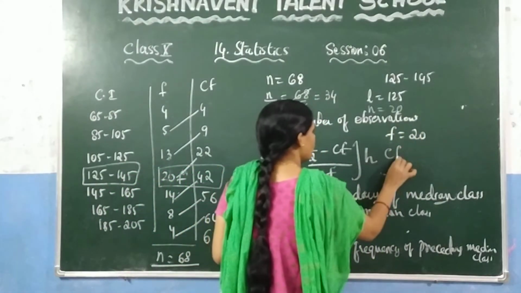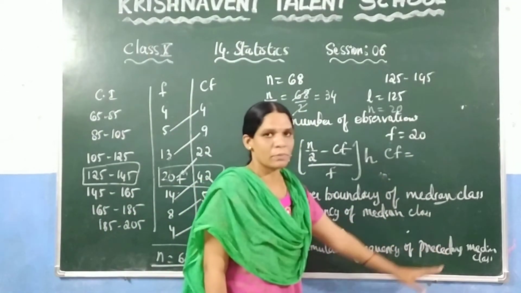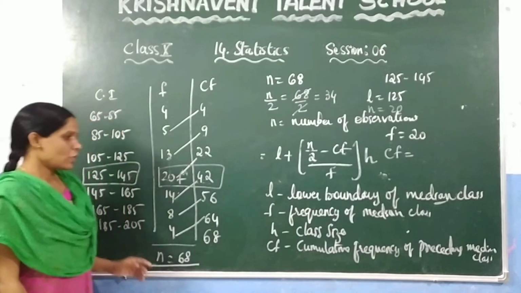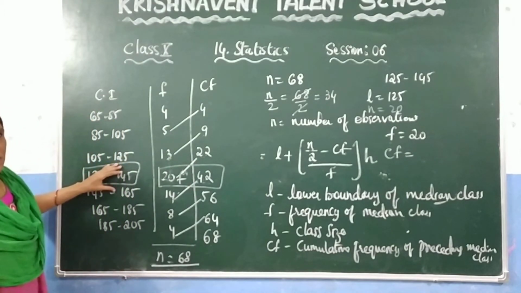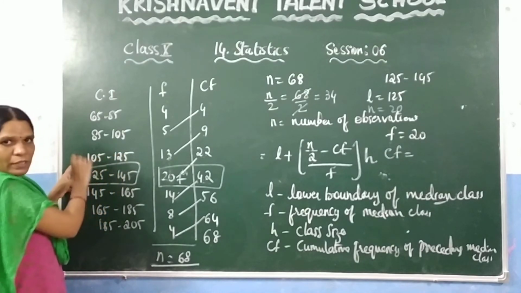Now we need to know CF. What is CF in this case? Cumulative frequency of the preceding median class. So here, if you take the median class, this is the median class. What is the preceding median class? Preceding means before. This will be the preceding median class.